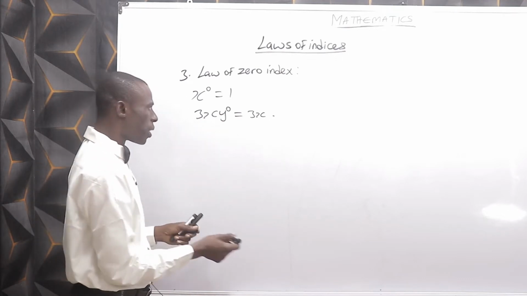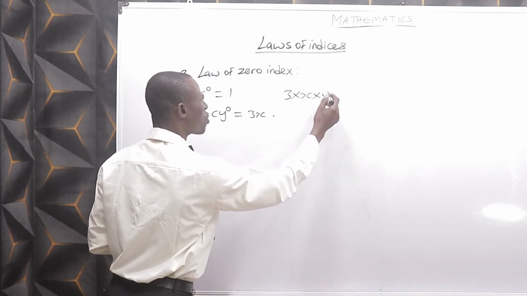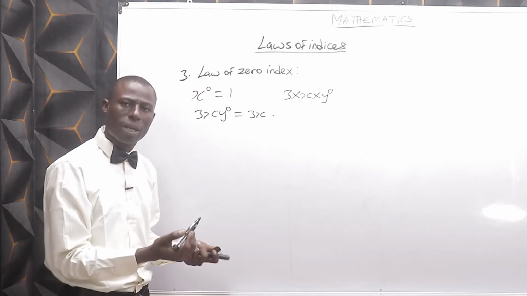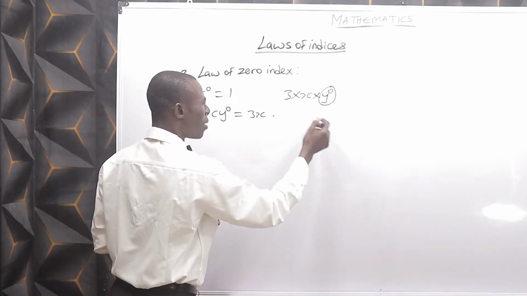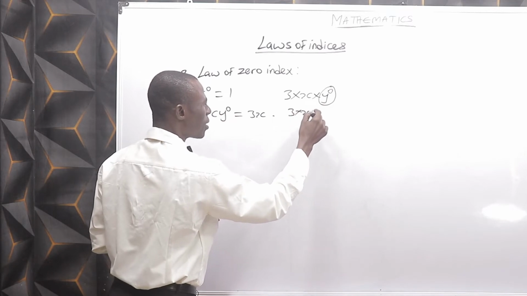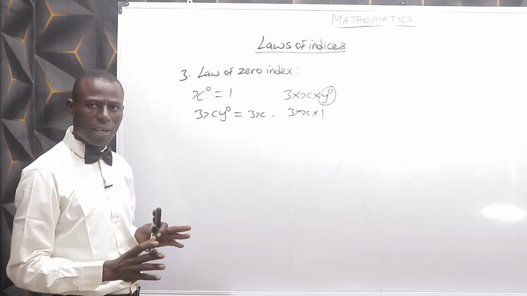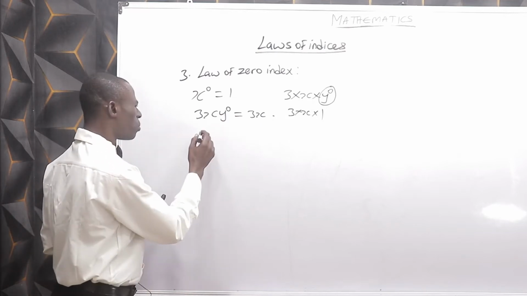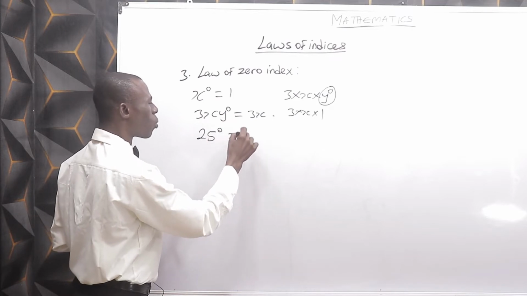If you separate them as 3 times x times y, it is only the y that is carrying the power 0. So it is only the y that turns to 1. So you still have 3 times x times 1, which gives you 3x. I hope I have clarified that. Good. So if you have 25 raised to power 0, answer is 1.